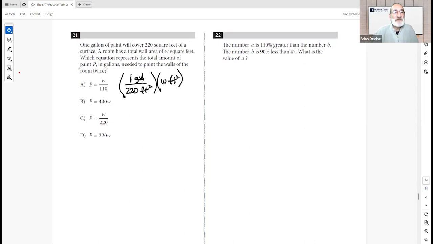And we're going to paint the room twice. So 2, because we have to double it. And if I clean this up, well, the square feet will cancel. I'll be left in gallons, which is what I needed. The 2 will factor with the 220, and I'll be left with W over 110 gallons. So A is the correct answer.